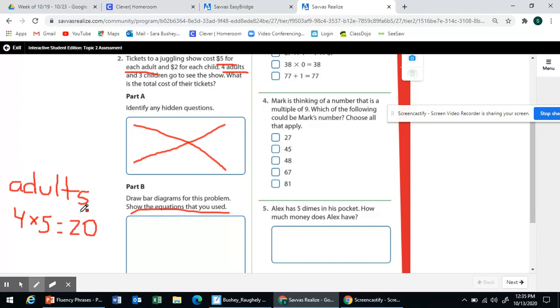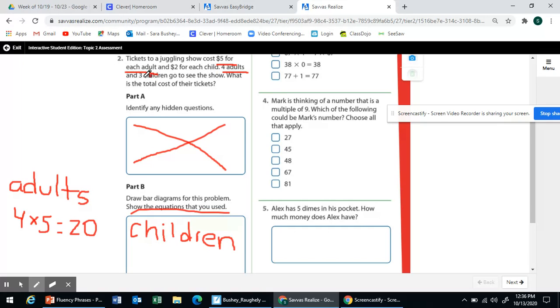But we don't just have adults going to the juggling show. We also have children going to the juggling show. So now I'm going to make another little section of information, and this is for the children. And boys and girls, make sure you are following along with me and you are also writing down this information. I am writing slowly, I am talking slowly to give you that chance to make sure your information is completed.